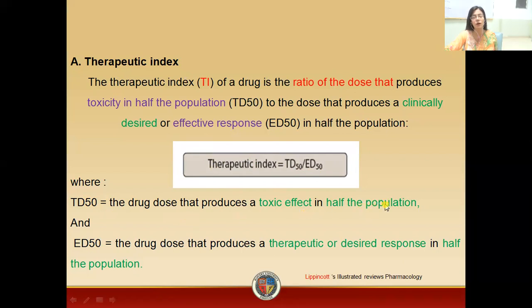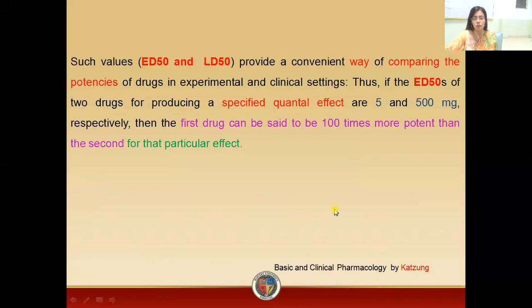in 50% or half of the population, and ED50 is the drug dose that produces therapeutic or desired effect in half of the population. So, this ED value actually gives us an estimate of the potencies. For example, if we have two drugs, the first one produces a therapeutic effect at 5 milligram and the other is producing the quantal effect or the therapeutic effect at 500 milligram. So in this case, the dose at which the drug produces effect, 500 milligram or 5 milligram, will give us an estimate of the potencies.